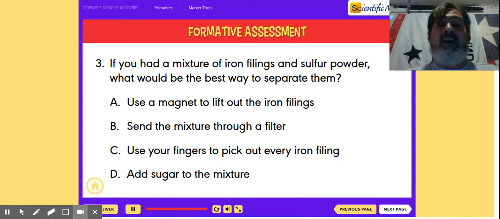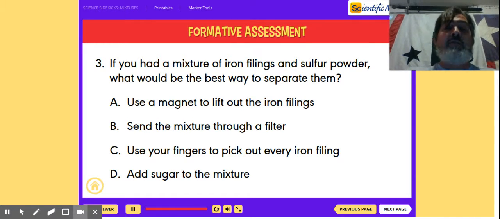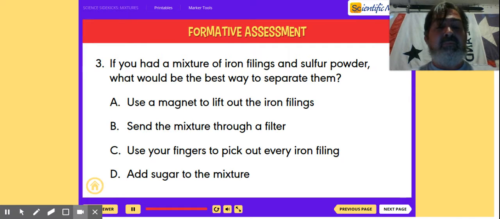If you had a mixture of iron filings and sulfur powder, what would be the best way to separate them? Now, we just talked about it. Use a magnet to lift out the iron filings. The sulfur powder, which you don't run into very often, is going to be left behind.